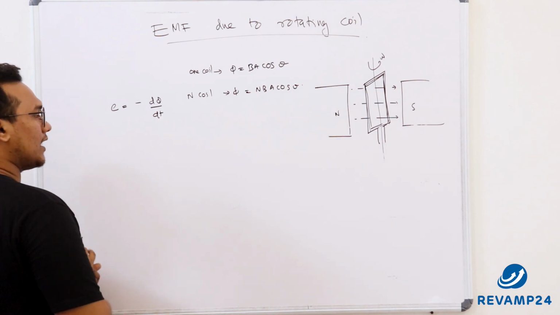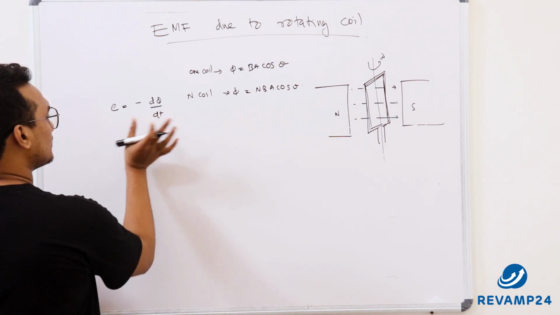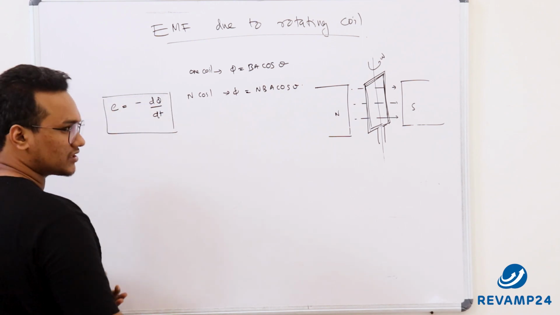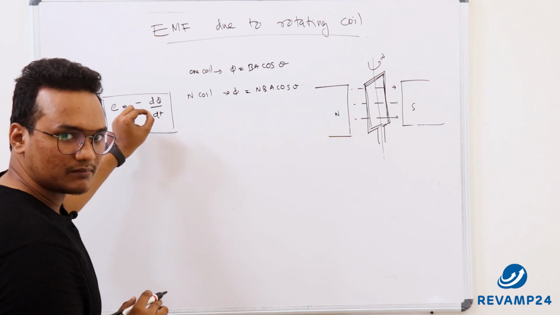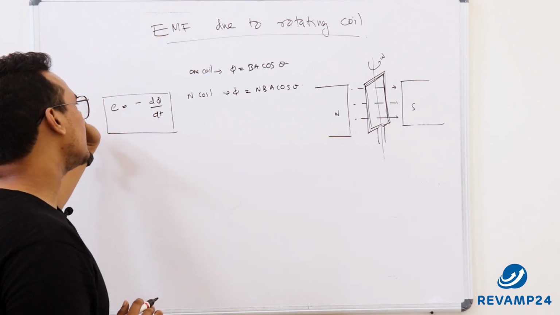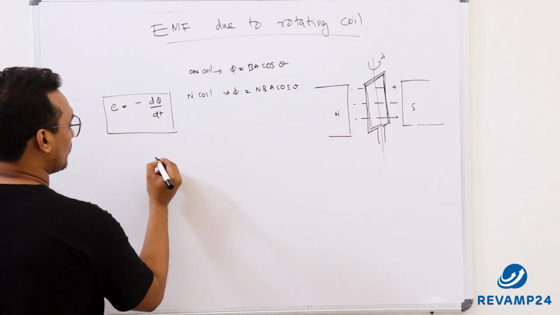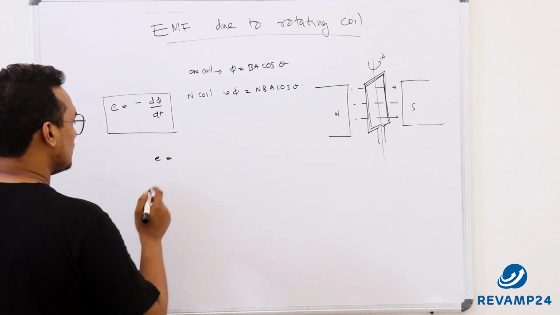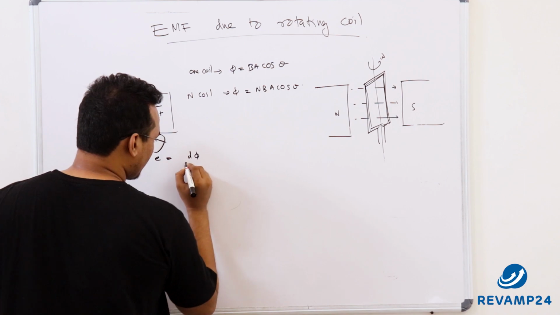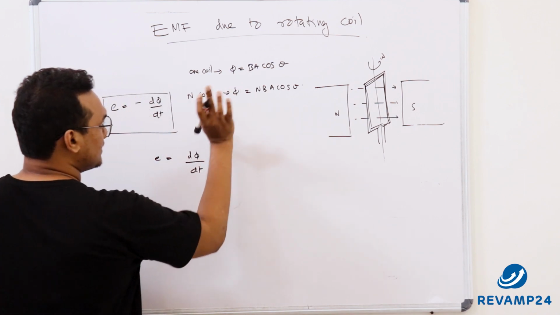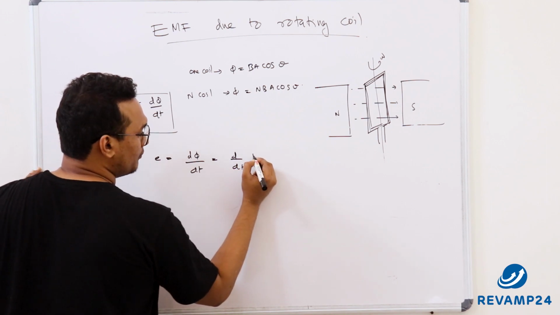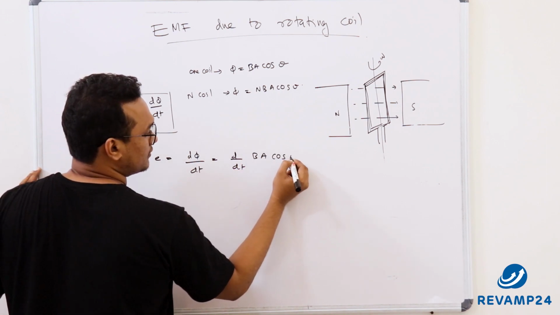Now we need to get the value of EMF, so we will substitute in this equation. Out of this equation, the minus sign is just representing the direction. That is the only information the minus gives, so you can neglect it. Consider that we are only deriving the equation for the magnitude of EMF induced. So E is equal to d phi by dt, and flux is equal to BA cos theta, so that will be d by dt of BA cos theta.